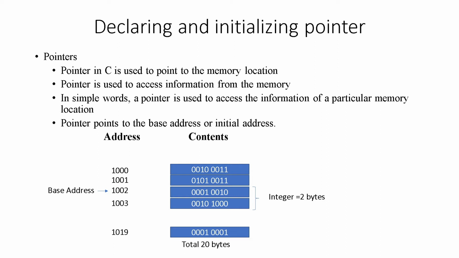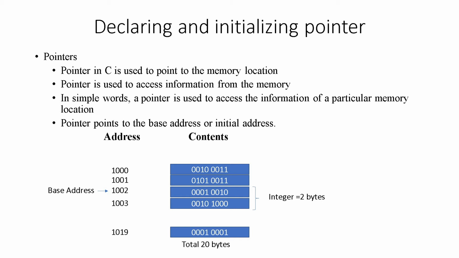So you can see here, there is a memory location. These are all memory locations highlighted in blue, and I have mentioned one integer is equal to 2 bytes. Assume that we have a total of 20 bytes, and we are taking an integer of 2 bytes. So the pointer points to the base address or the initial address. If the pointer is pointing at the 0001 0010 memory location, then its base address is 1002. So it will point to the base address.